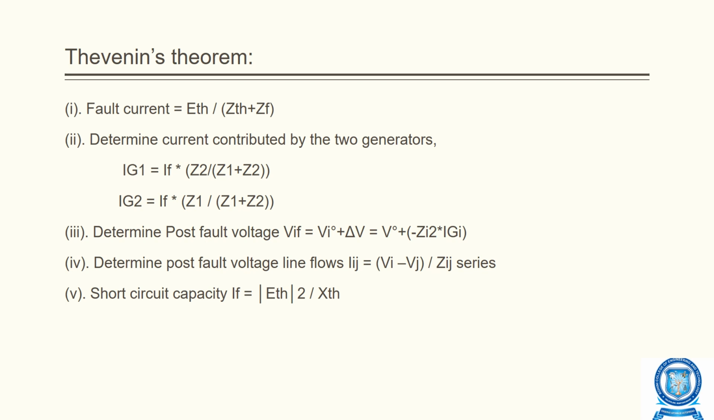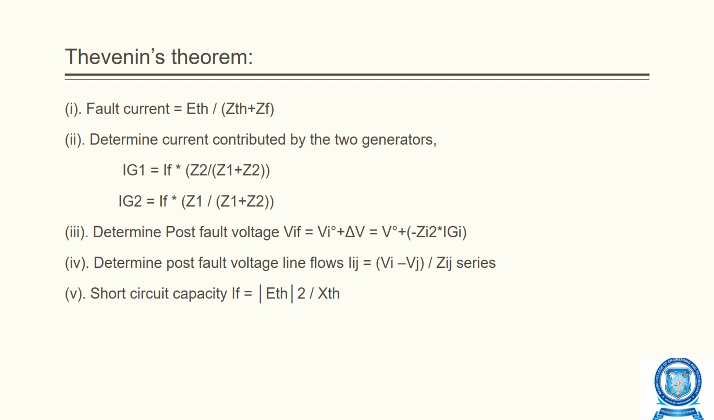From the circuit, fault current If is equal to ETH, that is the voltage, divided by the total impedance ZTH plus ZF. ZTH is the Thevenin's equivalent impedance, and ZF is the fault impedance at that particular point, because we leave the fault point alone. Leaving the fault point, the remaining things will be equivalent, so the equivalent impedance considers all other parts of the network. Next, to determine the current contributed by the two generators, for generator 1, Ig1 is equal to the fault current into Z2 divided by Z1 plus Z2. Here what we have done is the current division rule alone. Similarly, Ig2 is equal to If into Z1 divided by Z1 plus Z2.